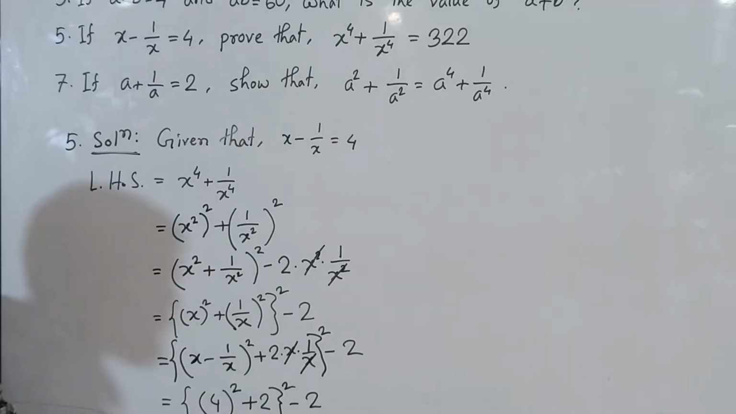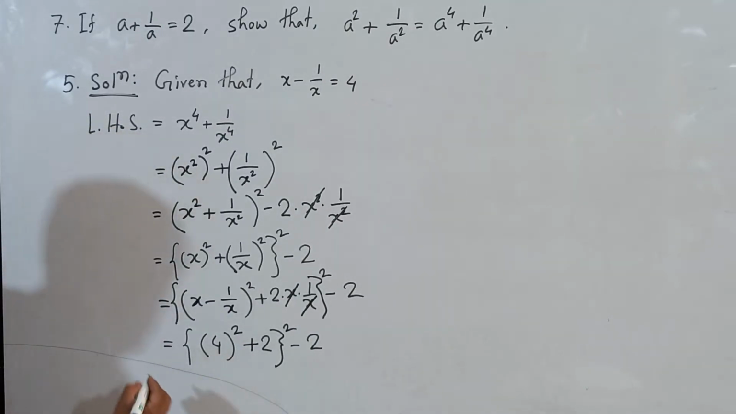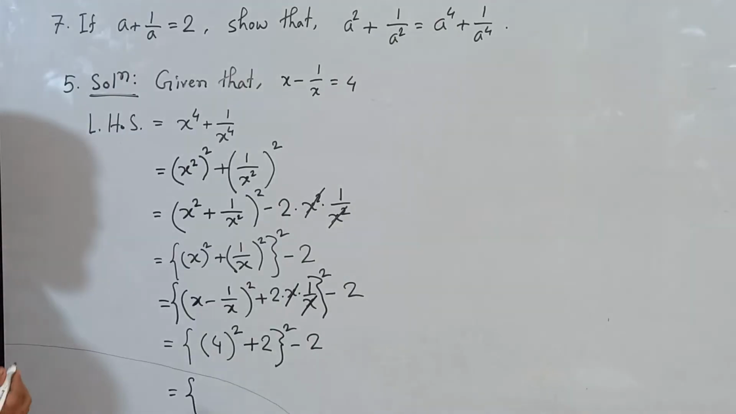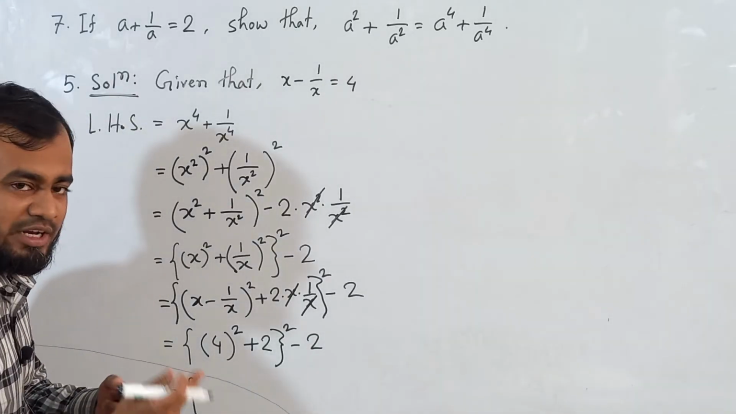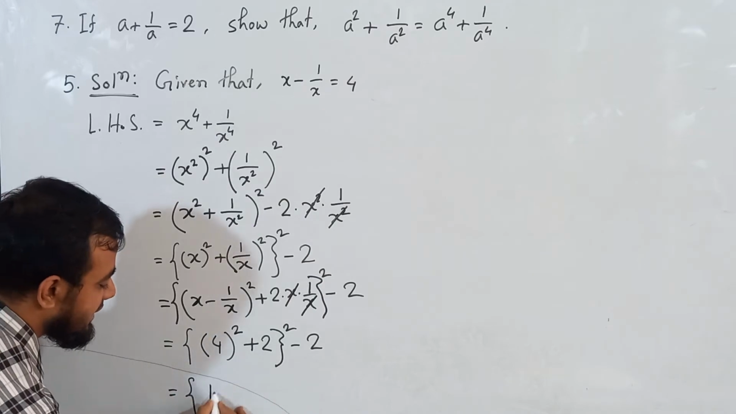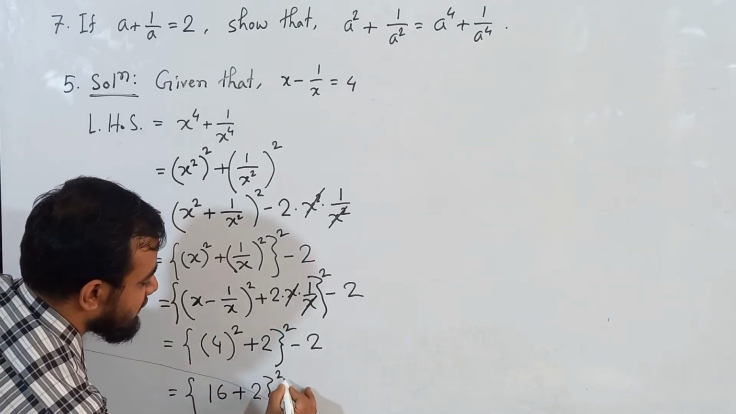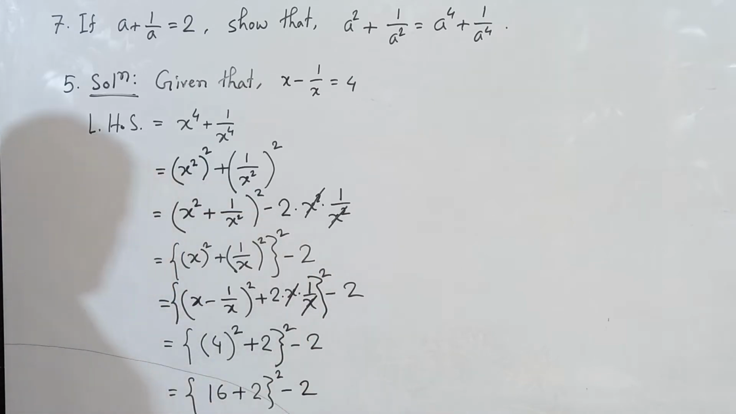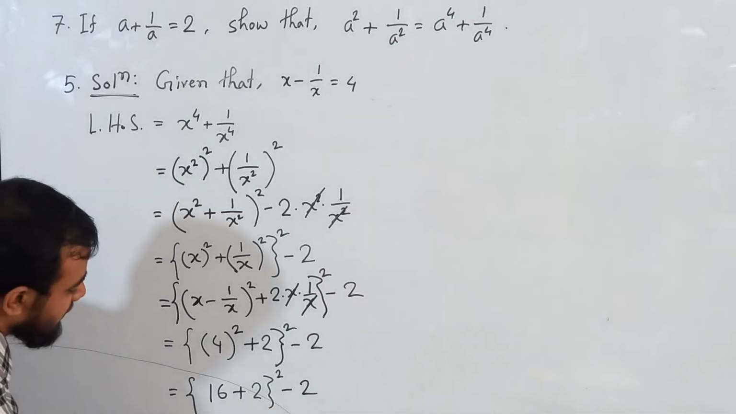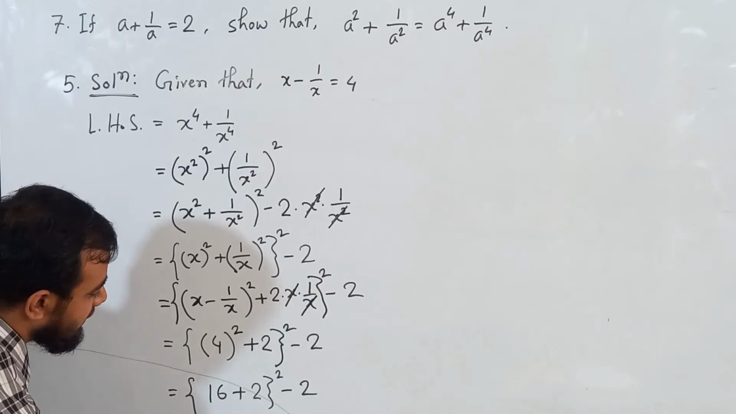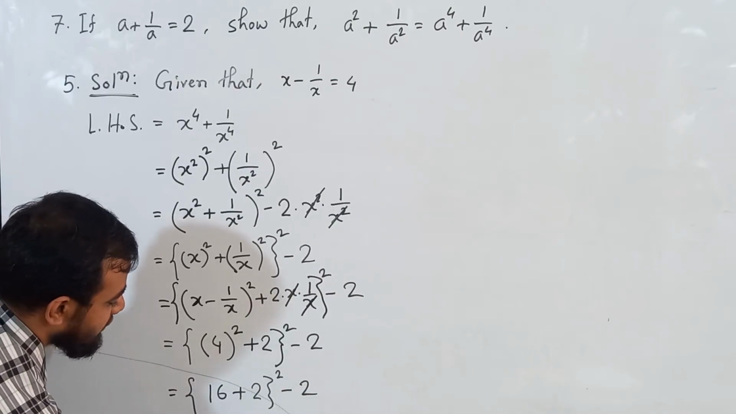It's a very simple calculation now. Just calculate it and we will get the right hand side. How? It's 4 square. 4 square means 4 is multiplied 2 times. 4 multiplied by 4, 4 fours are 16, plus 2. Second bracket close, squared sign, minus 2. This means 16 plus 2 is 18. 18 squared minus 2.